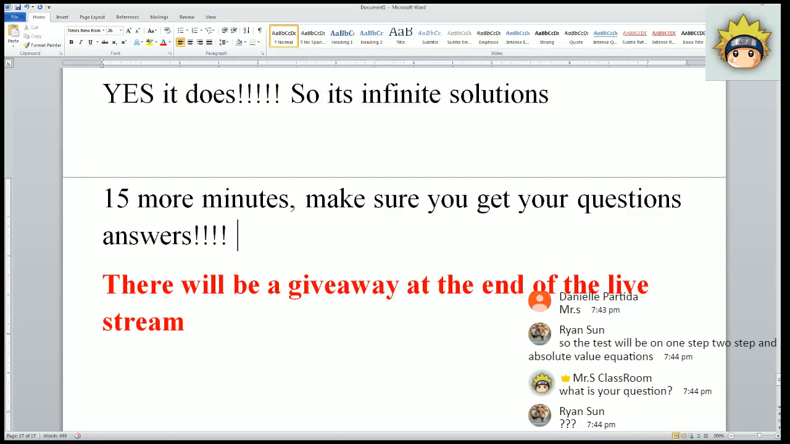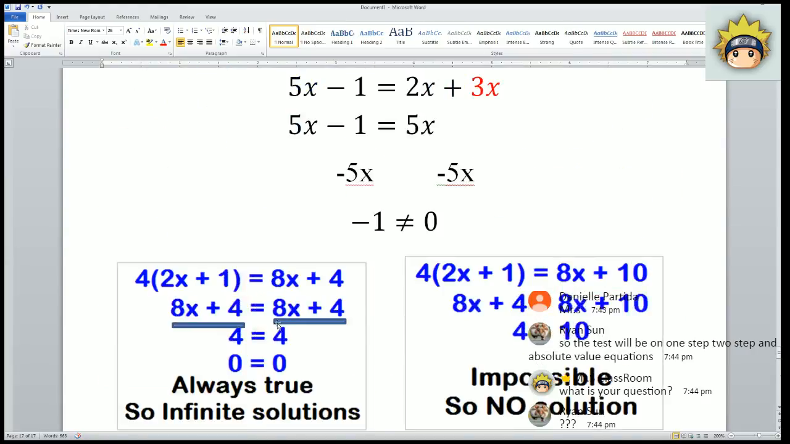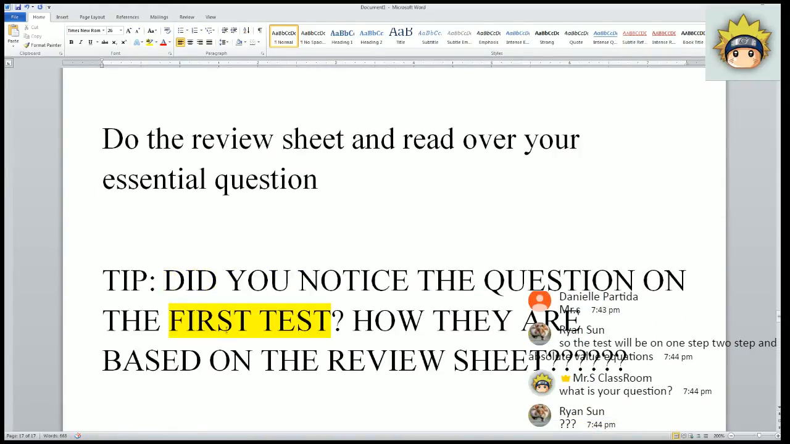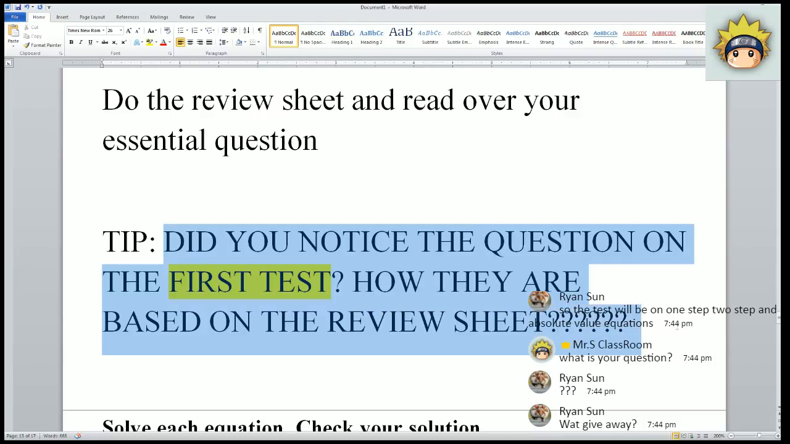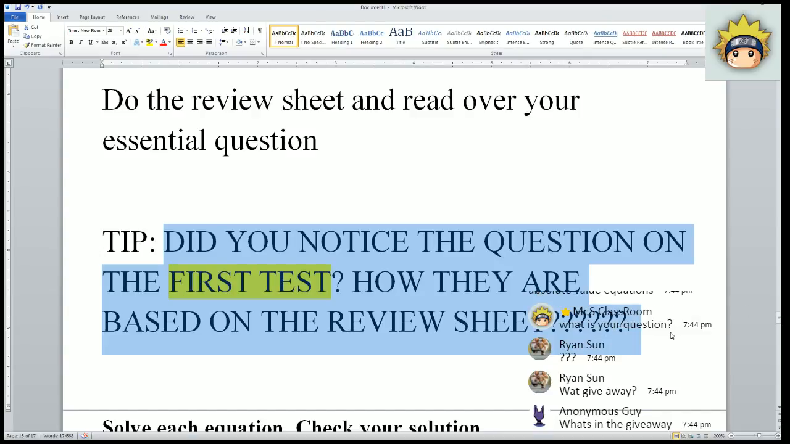Oh my gosh. Again, I don't understand why you keep asking me that. Do you notice the questions on the first test and how they're based on the review sheet? Same thing. The review sheet is a reflection of what possibly can be on the test.